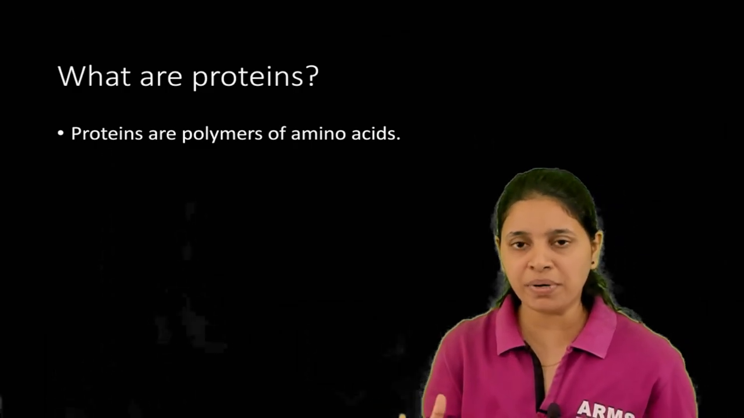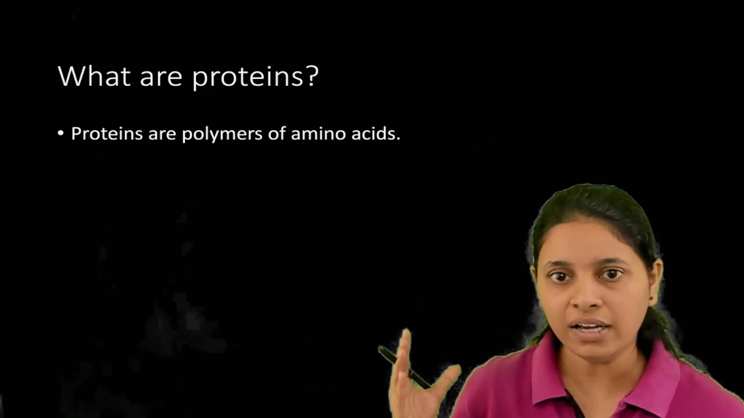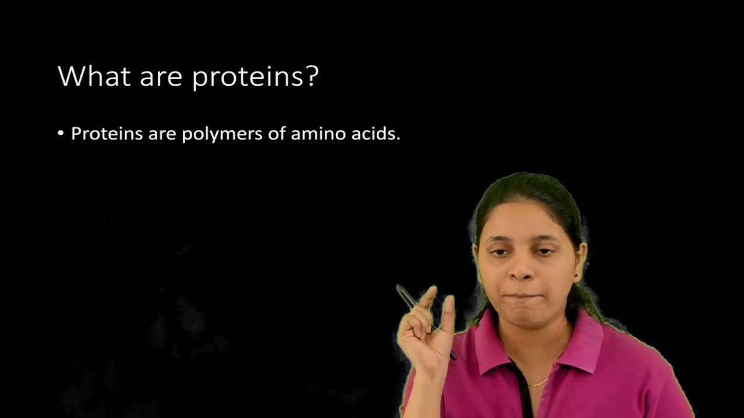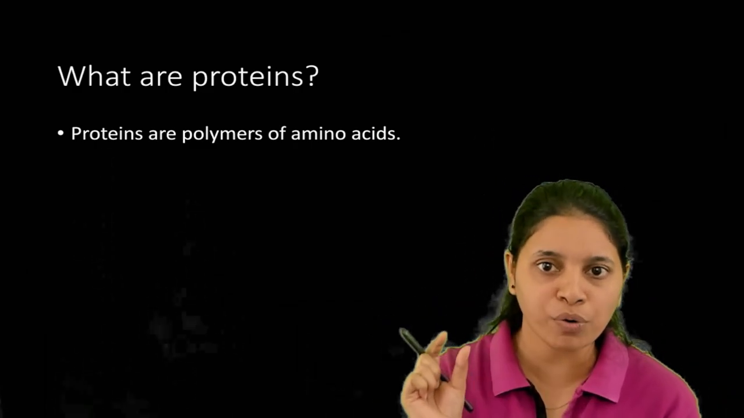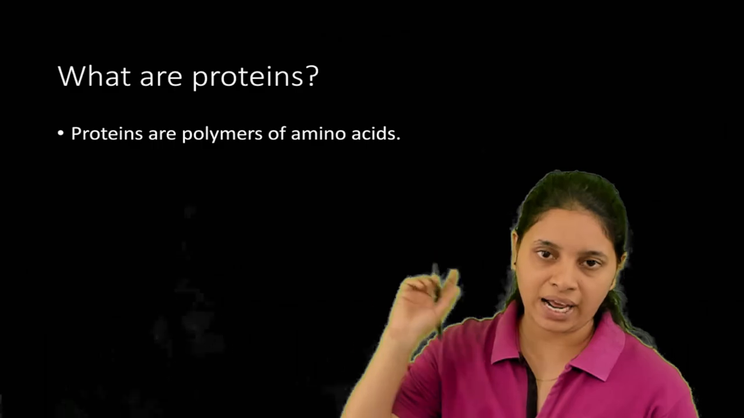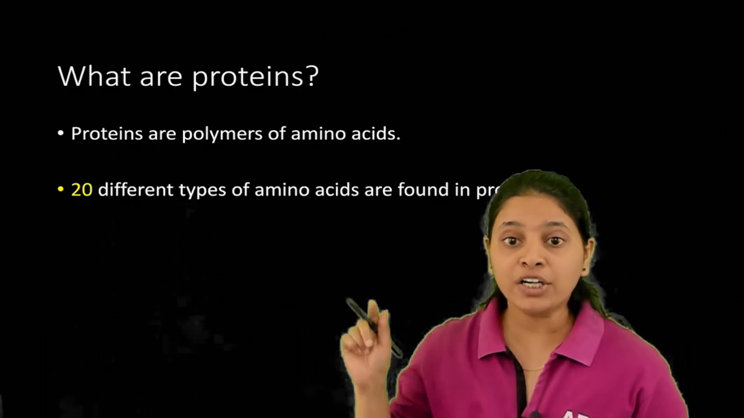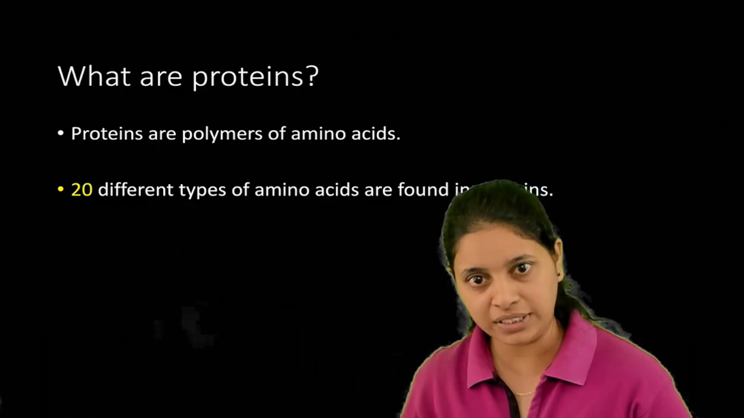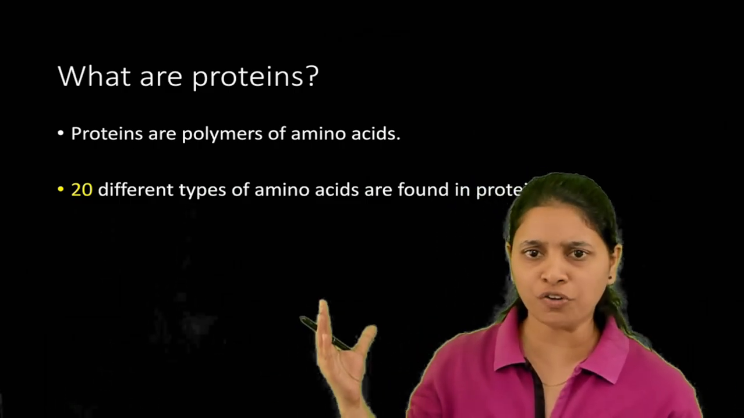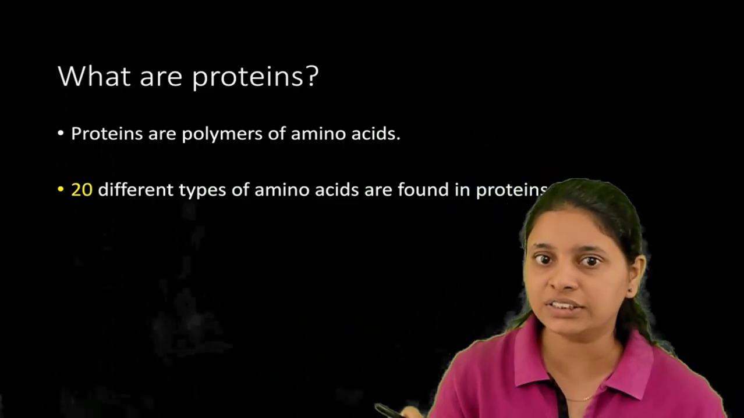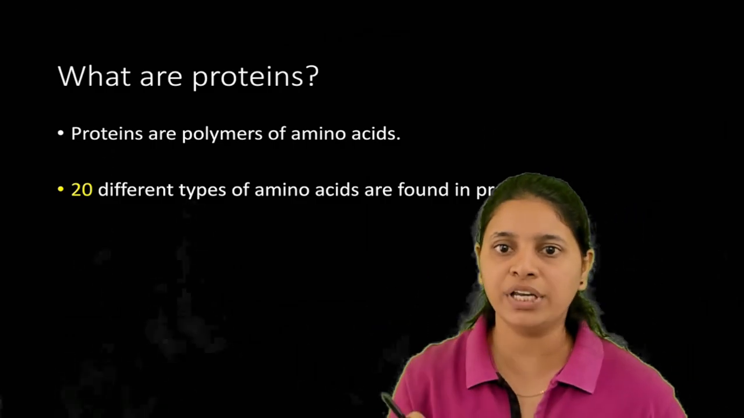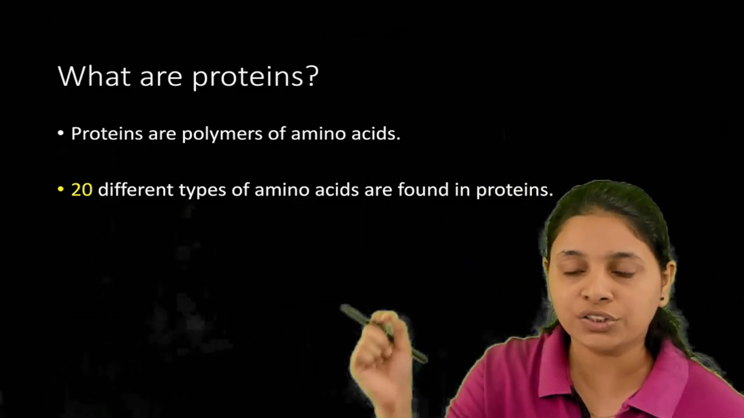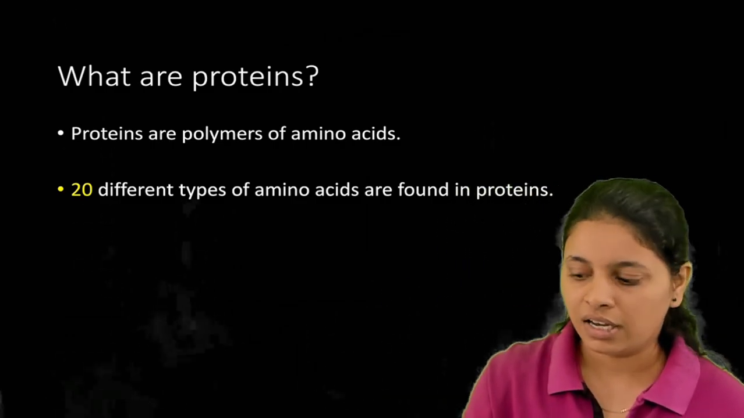And proteins play diverse roles in living organisms. So the basic unit of any protein is amino acid. There are 20 different types of amino acids found in proteins. Now in our body there are hundreds of amino acids, but out of these only 20 amino acids are found in the structure of proteins.